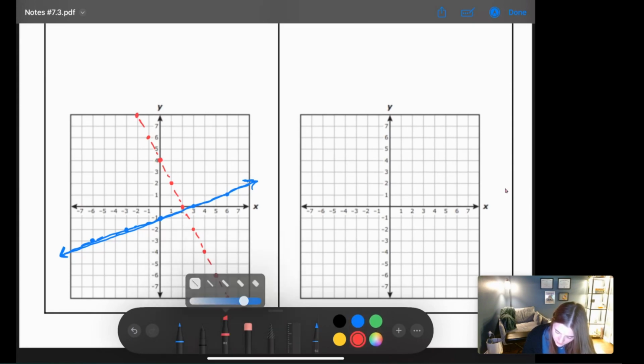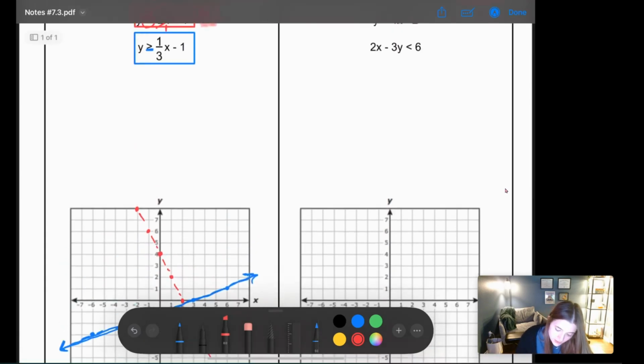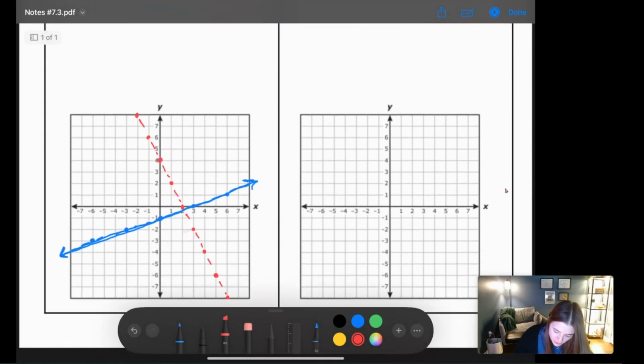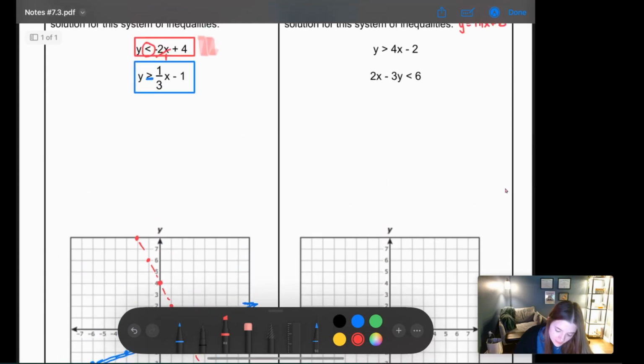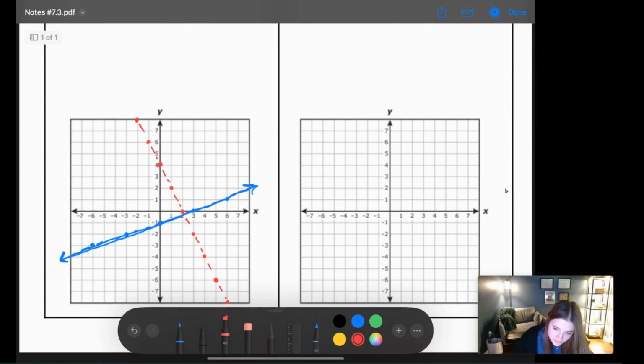So let's go ahead. Let's shade that first one. It was less than. So I have to shade below, right? What about this one? It's greater than. So I have to shade above. So where these two meet, if I shade below, it's going to be here, right? But I'm not going to cross that blue line. Okay, where they intersect. There we go.